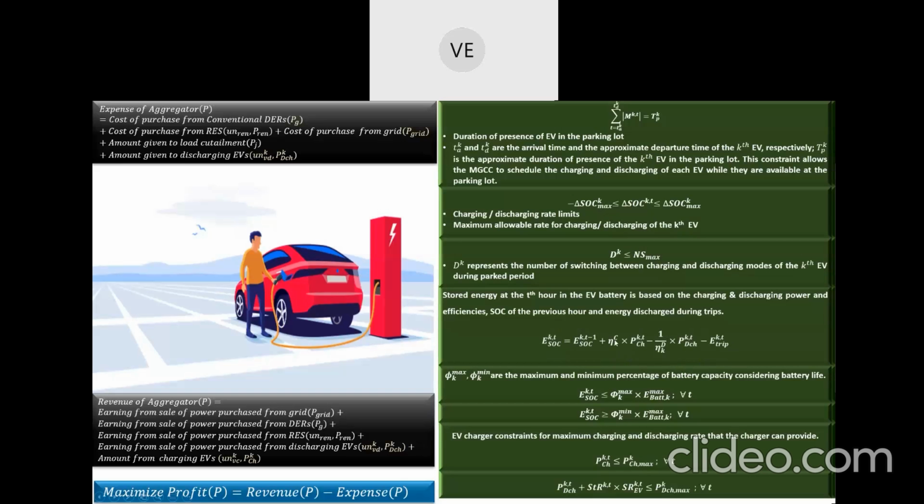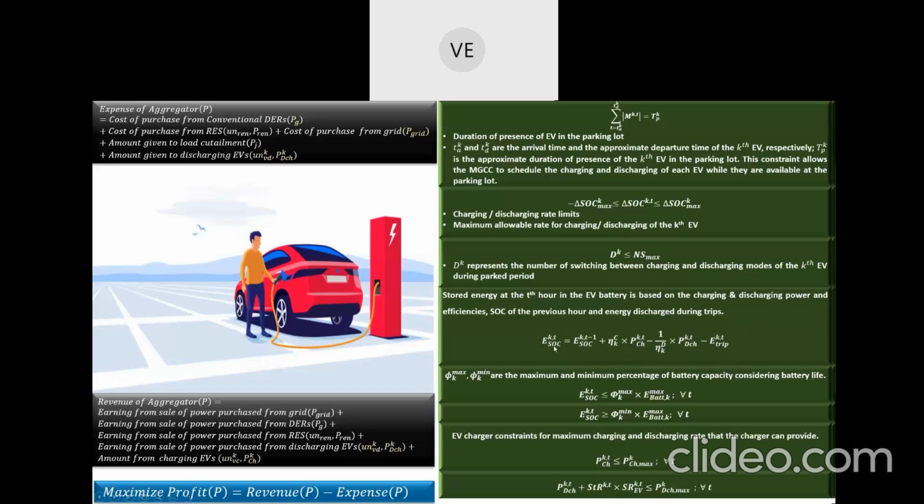So charging is considered, the efficiency in the discharging mode is considered, and it is multiplied with the discharging power and charging power, and this is the energy which is dissipated during the trip. So these are positive values, right? And these two are negative. Discharging values are negative, charging values are positive.